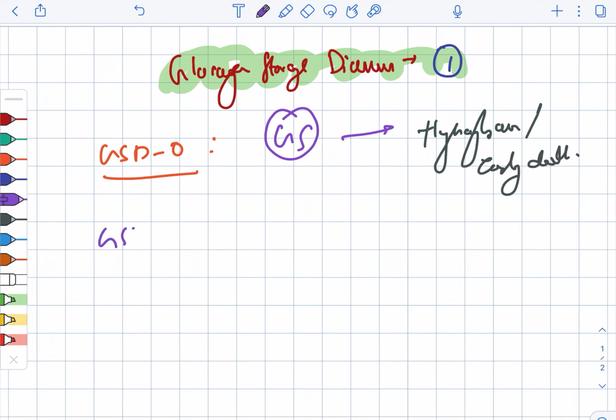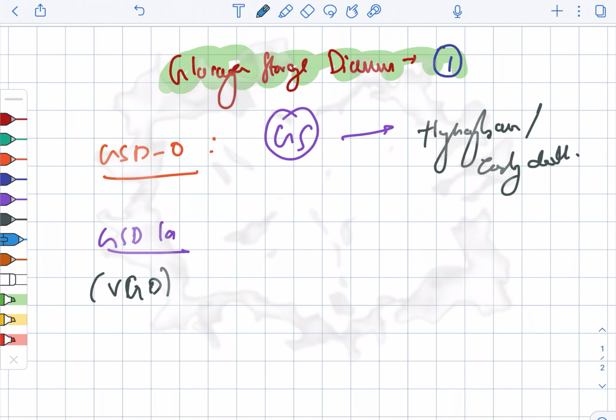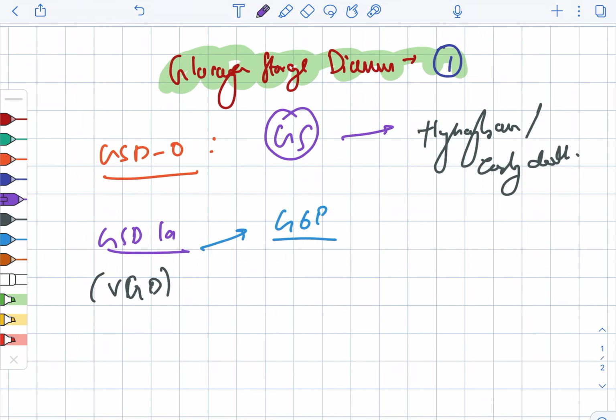Next we are looking at GSD type 1A, and this defect is known as von Gierke's disease. It is due to a deficiency of glucose 6 phosphatase. The symptoms can include hepatomegaly. There is also the presence of renomegaly, and this is due to glycogen accumulation.